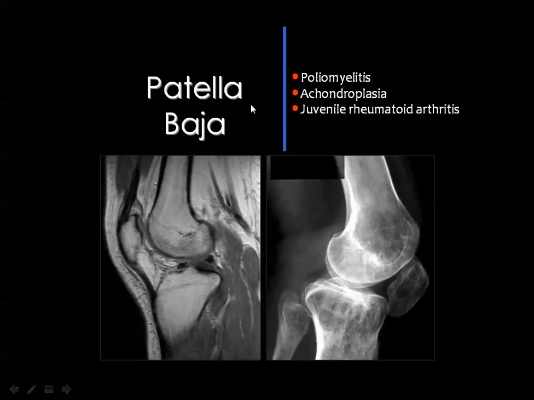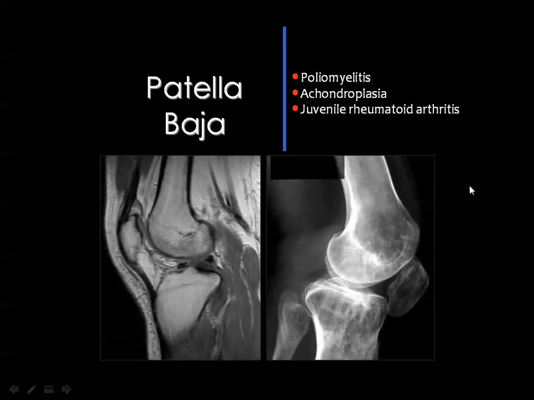And patella baja, meaning that the patella is inferiorly displaced and the infrapatellar tendon is short, as you can see here. If you compare the length of the patella to the length of the infrapatellar tendon, you can see that both are equal. But in normal conditions, this tendon will be 1.3 the length of the patella itself.